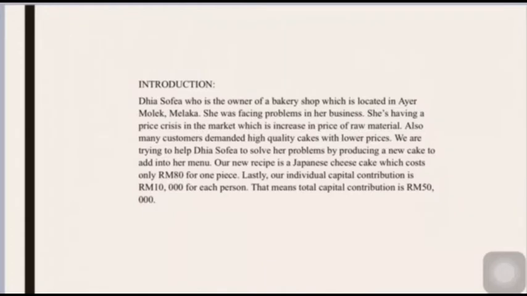Lastly, our individual capital contribution is 10,000 ringgit for each person. That means the total capital contribution is 50,000 ringgit.